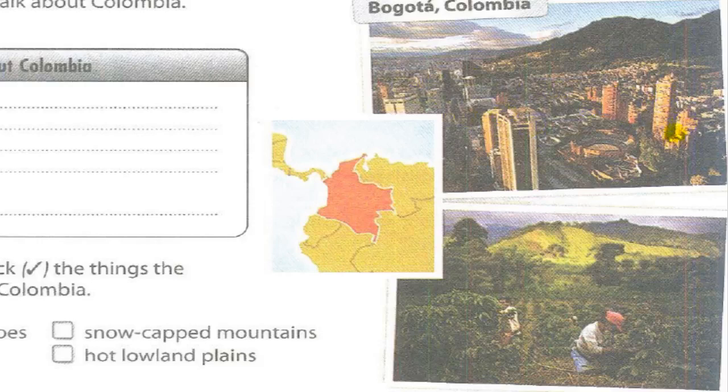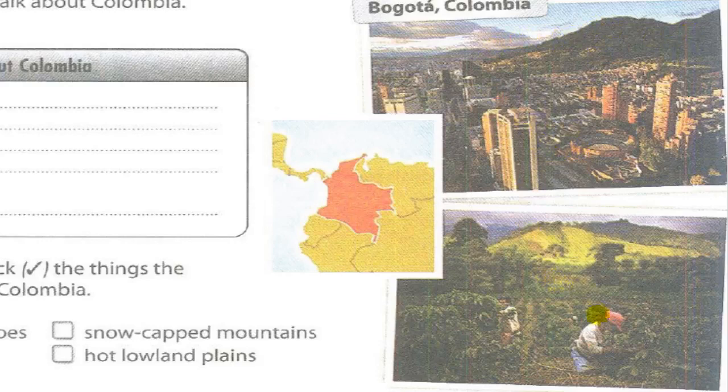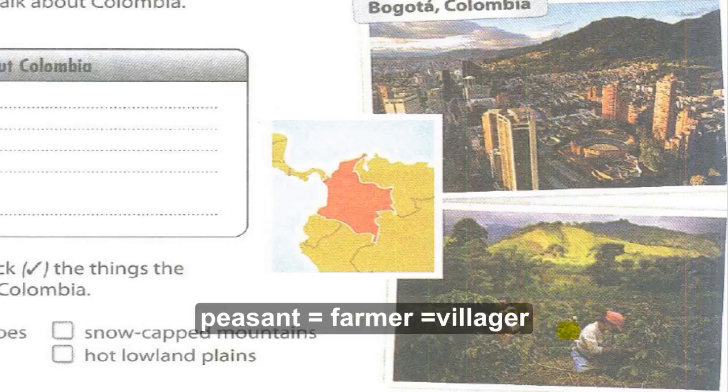You have a lot of towers, skyscrapers, high buildings, mountains. Second picture, peasants, people who grow plants.